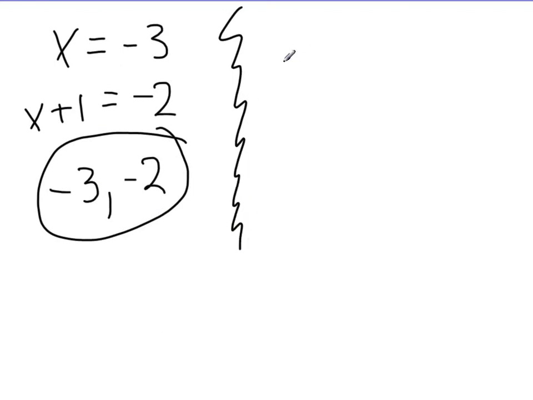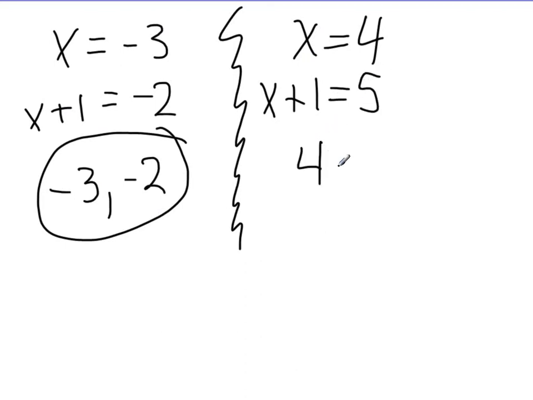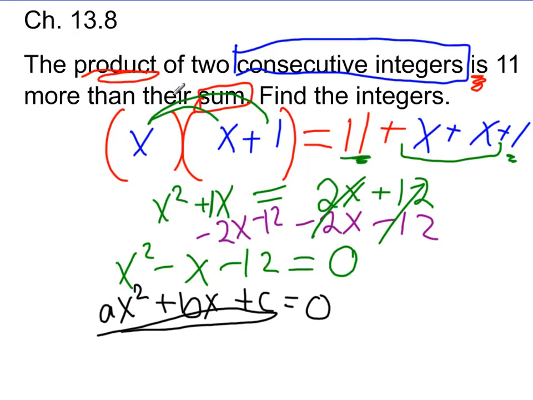And let's look at our other one. I can't remember what it was. I think it was x equals 4. Correct me if I'm wrong. And then our next one has to be x plus 1, the next consecutive integer, which gives us 5. So our two consecutive integers are 4 and 5. Now, you might be thinking, okay, I'm done. And once more, I'm going to say, well, let's double check things. Our original equation we came up with, we had x times x plus 1 equals 11 more than the sum of the two integers. We want to make sure we test our solutions and see if they work.